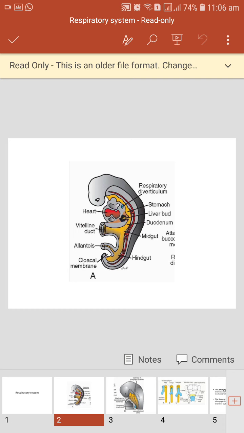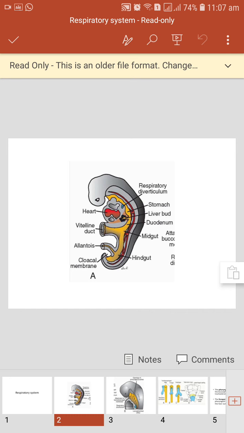When the embryo reaches 4 weeks of age, the respiratory diverticulum, which is also known as the lung bud, will appear as an outgrowth from the ventral wall of the foregut. The appearance and location of the lung bud are dependent upon an increase in the retinoic acid, which is produced by the adjacent mesoderm. The increase in the retinoic acid will cause the upregulation of the transcription factor known as TBX4, which is expressed in the endoderm of the gut tube at the site of the respiratory diverticulum.